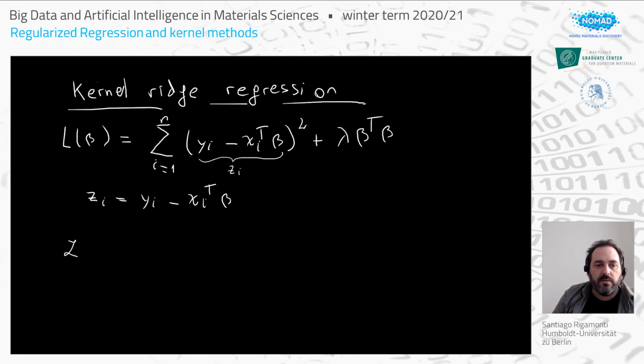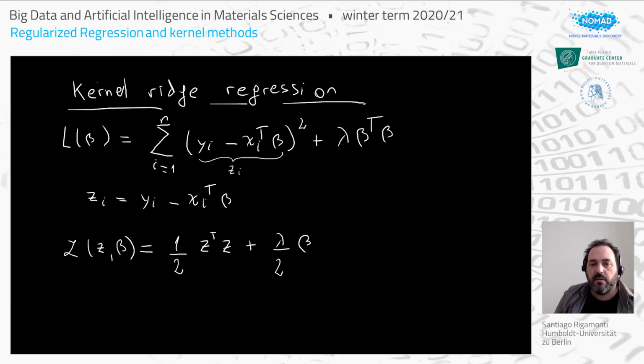Yes, we say that these will be independent variables, and we'll call them zeta and beta. This can actually be written here, and I put an arbitrary factor that will be helpful later. This will be the vector zeta transpose zeta, so this is the L2 norm for the zeta vector, plus lambda over 2 beta transpose beta. The factor 2 doesn't modify the result, it's just for convenience. But now I treat zeta as an independent variable of beta, but it's not independent actually. So we have to put a constraint.